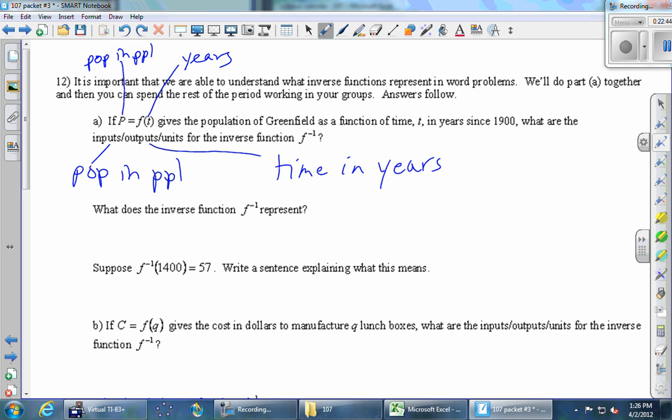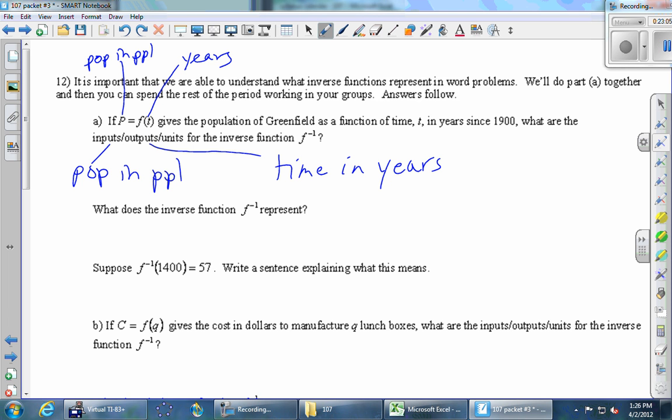So to tackle one of these kinds of questions, I think you first look at original function f, write down the inputs and the outputs originally. And once you've got a handle on that, f inverse just swaps them. Inputs and outputs get reversed. Let's see if we can then answer the next question. What does the inverse function represent?